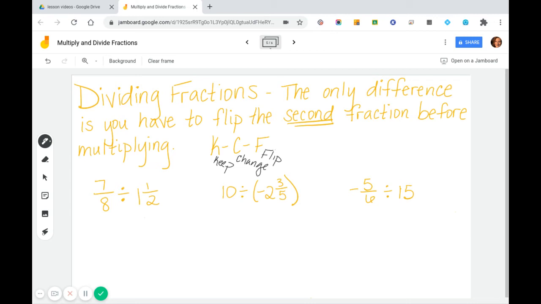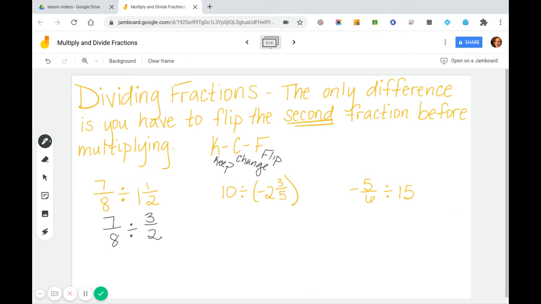First thing I want to do is make any mixed numbers improper fractions. You can't start thinking about KCF until you have something over something. So this is really 7/8 divided by 2 times 1 is 2 plus 1 is 3 over 2.